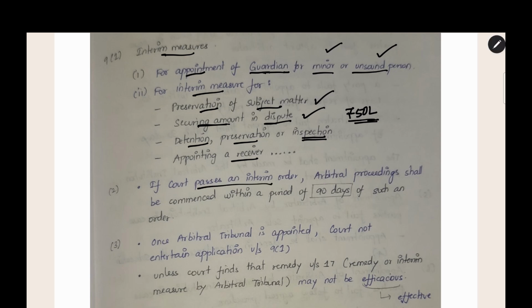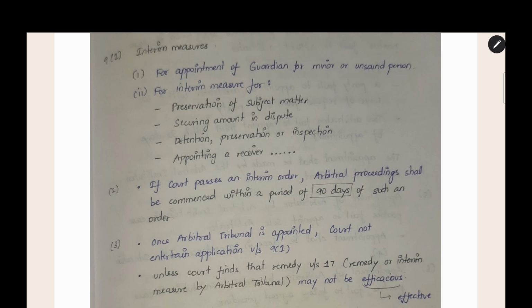If the court passes an interim order, arbitral proceedings shall be commenced within a period of 90 days of such an order. We have a dispute, and for that dispute we are going to arbitration. Before the arbitration we are getting the interim measure. After getting the interim measure we cannot wait for a very long period, because the subject matter will be preserved, the amount will be deposited, and the buyer cannot wait for a long period to get back the amount. So we have to start the arbitral proceedings quickly after getting the interim measures.